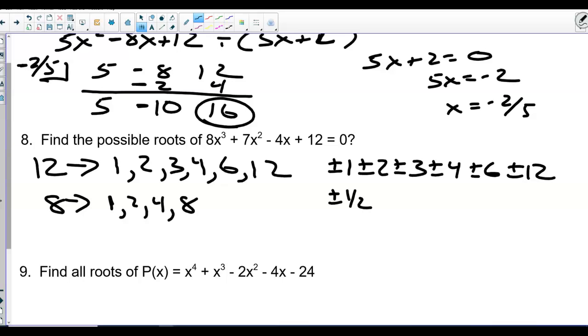2 over 2 is 1. I don't need to repeat it. 3 over 2. 4 over 2 is 2. 6 over 2 is, oh, I'm sorry, 6 over 2 is 3. 12 over 2 is 6. We don't need to put the repeats.